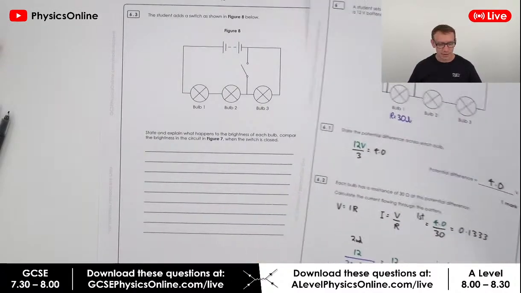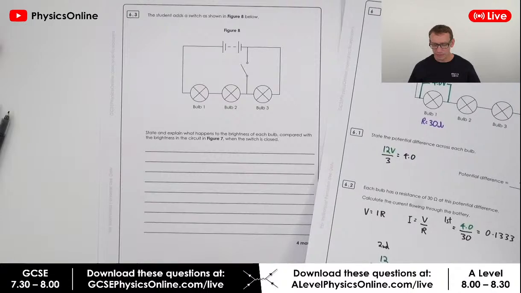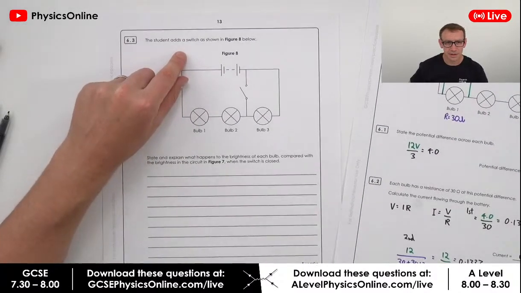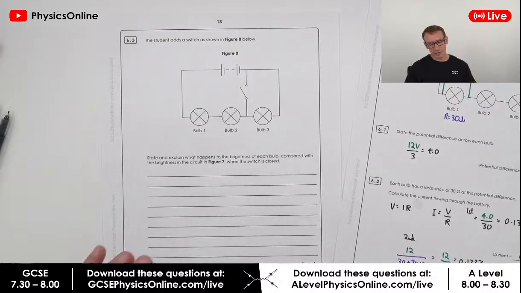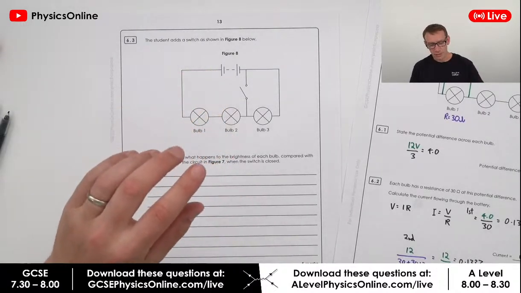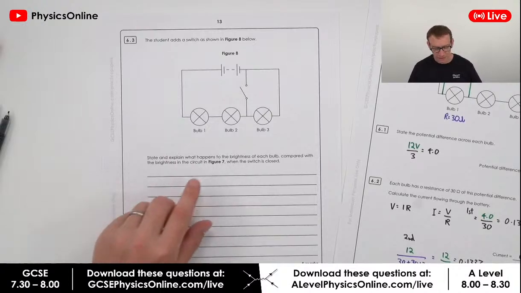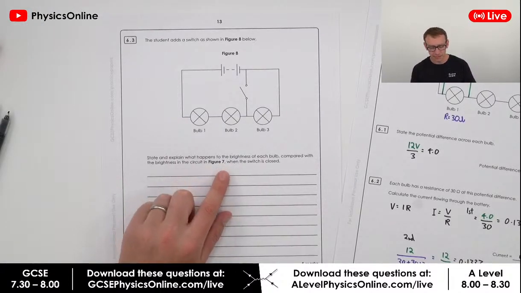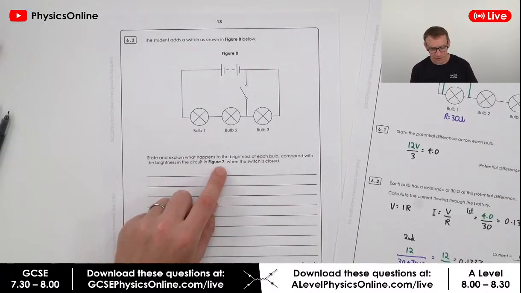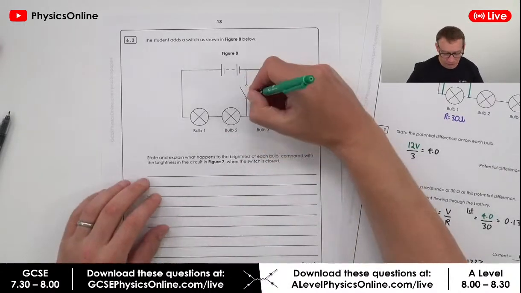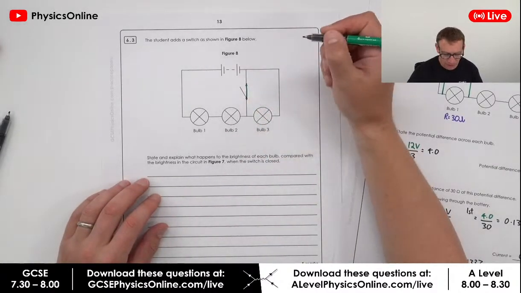Okay, number 6, 6.3. The student adds the switch as shown in figure 8 below. So again, they've got the same circuit. We now have a switch here. State and explain what happens to the brightness of each bulb compared with the brightness in circuit 7 when the switch is closed. So what we've done is we've basically closed that switch.